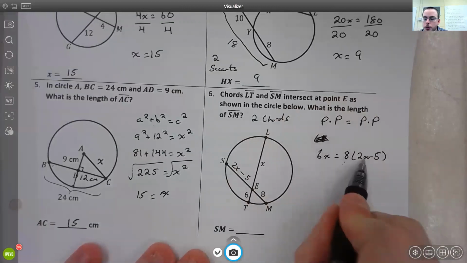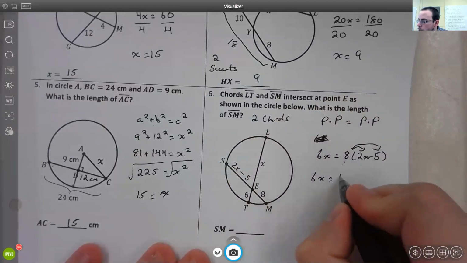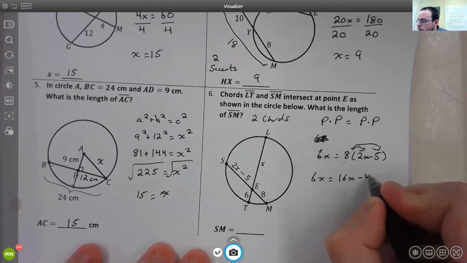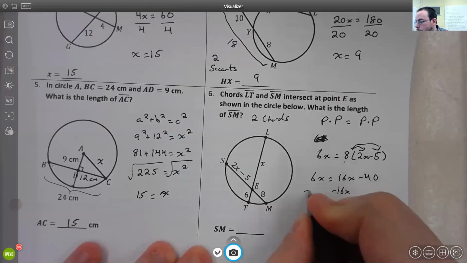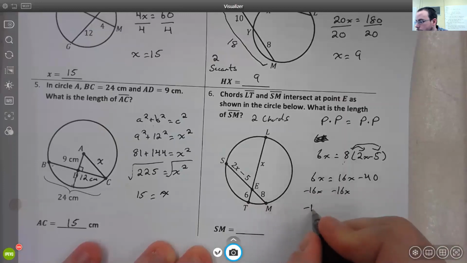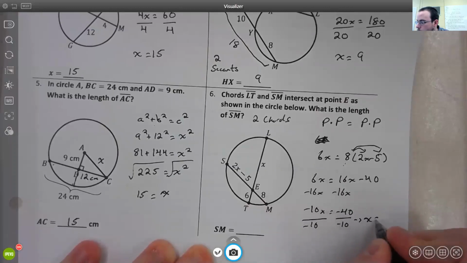Don't forget to distribute your 8 out. So you get 6x equals 16x minus 40. I'm going to subtract 16x from both sides, and you get negative 10x equals negative 40. Divide both sides by negative 10, and you get x equals 4.